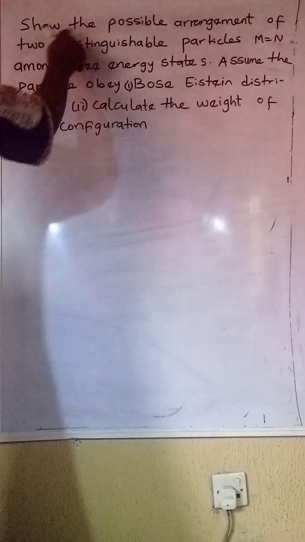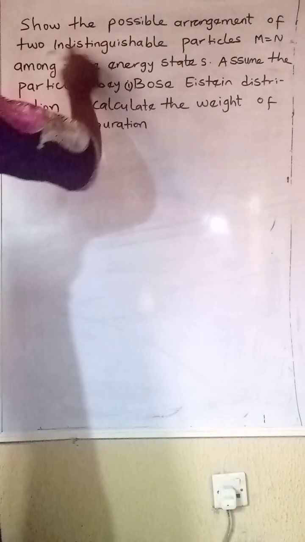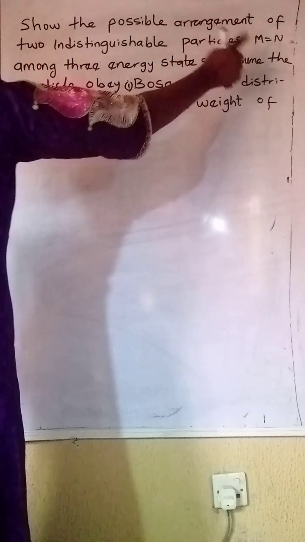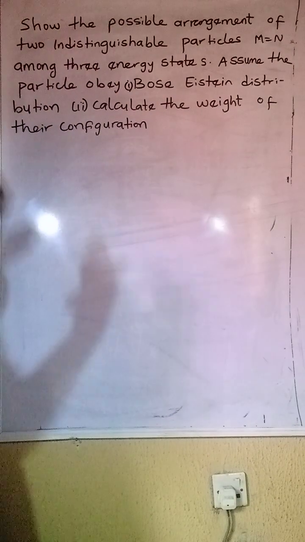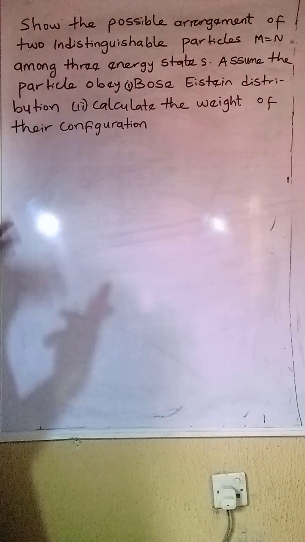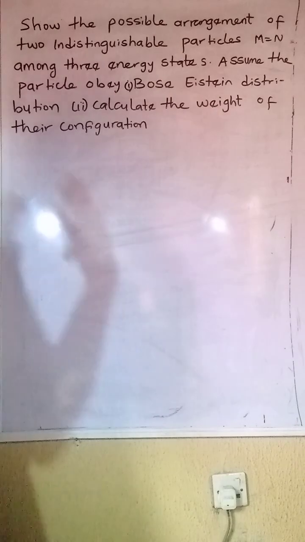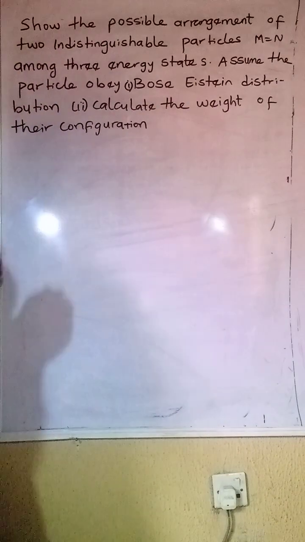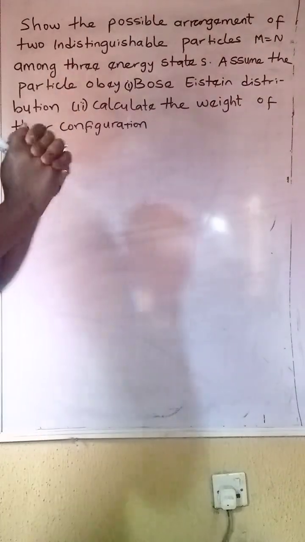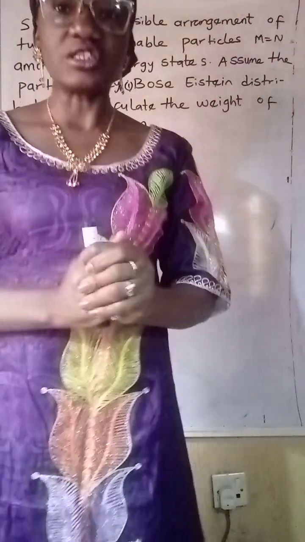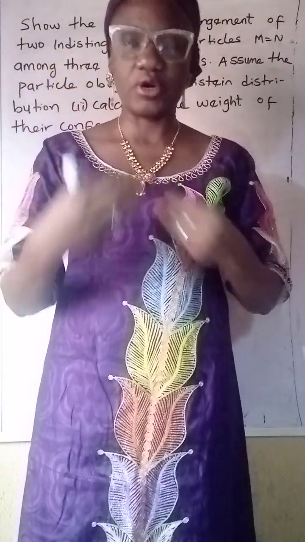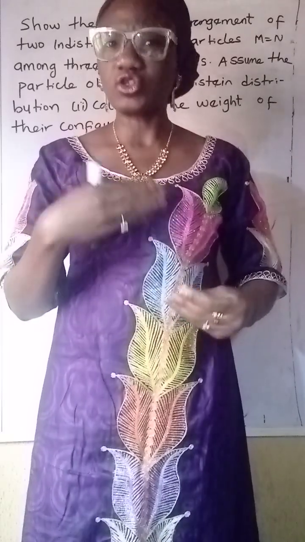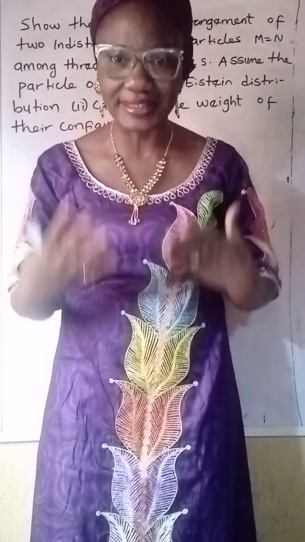So, show the possible arrangement of two indistinguishable particles, m is equal to n, among three energy states. Assume the particle obeys Bose-Einstein distribution to calculate the weight of their configuration. So now this is a problem on Bose-Einstein. But before we solve this problem, let's quickly talk about the characteristics of Bose-Einstein.